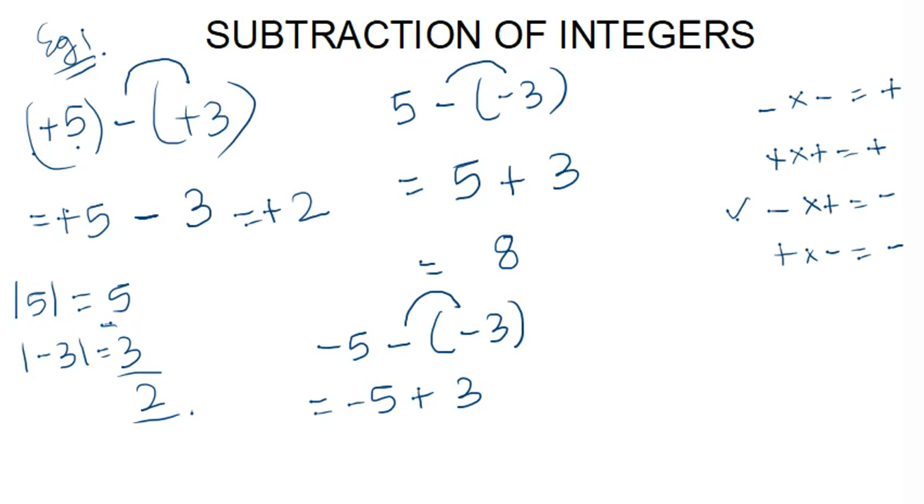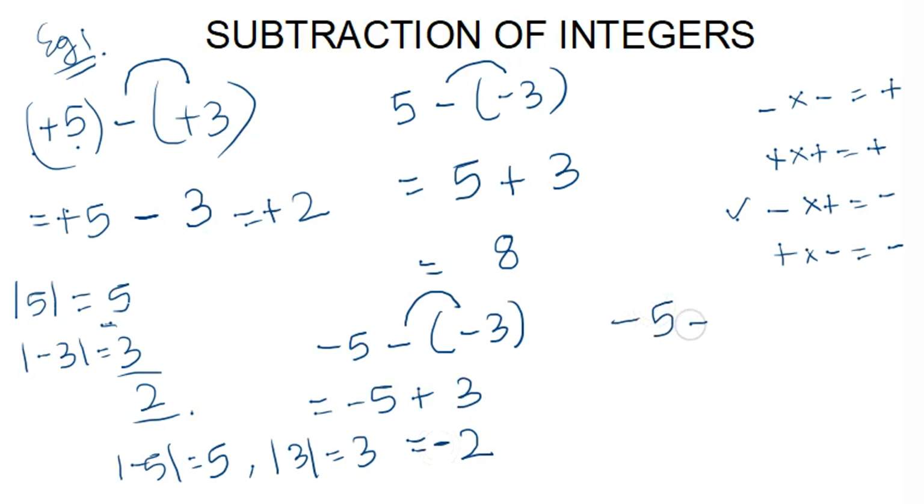Okay. If suppose we have minus 5 minus minus 3, then again the same rule, minus into minus is plus 3. So now what is modulus of minus 5? 5, and modulus of 3 is 3. So again the addition rule, we'll find the subtraction, that is we'll find the difference. 5 minus 3 is 2. And then what is the sign of the greatest number? That is minus. So we'll put a minus.